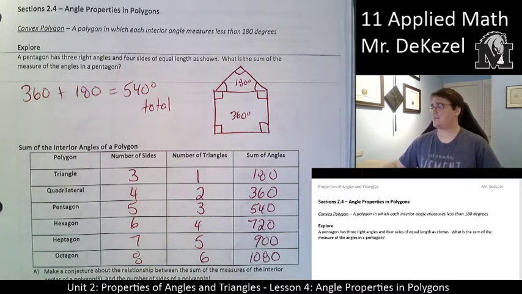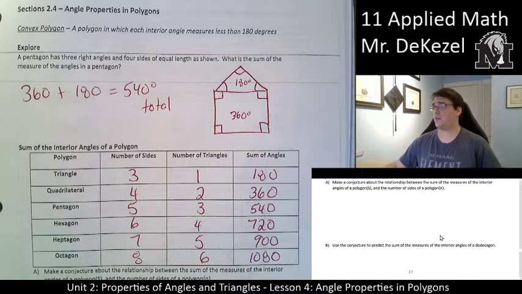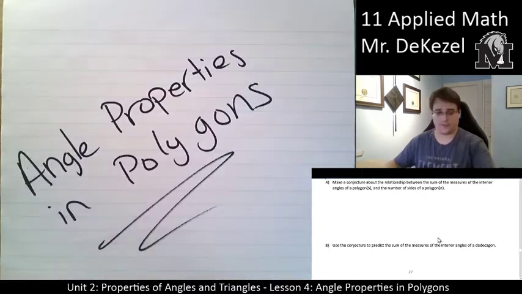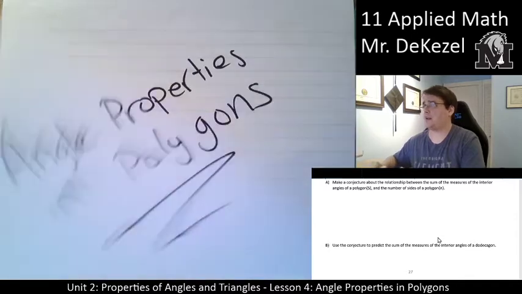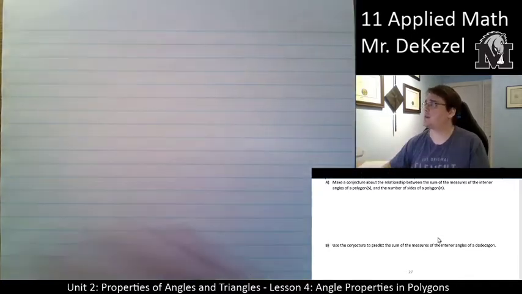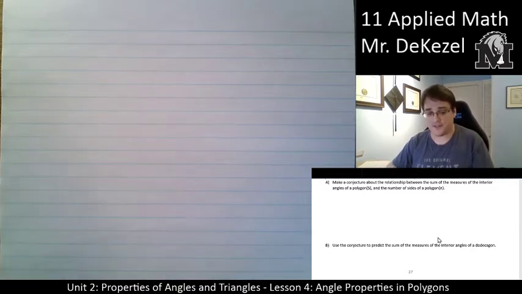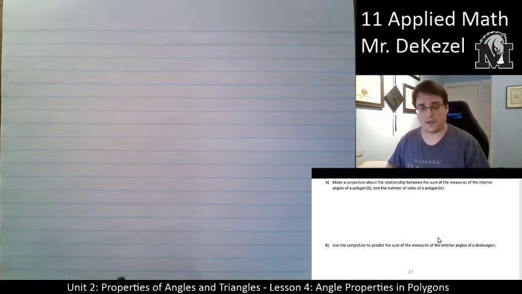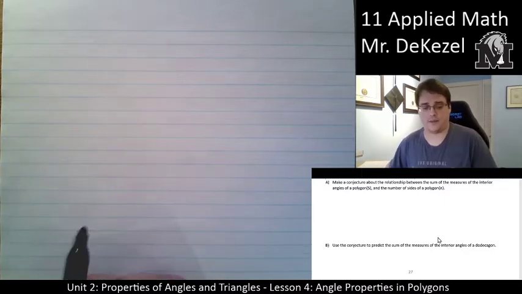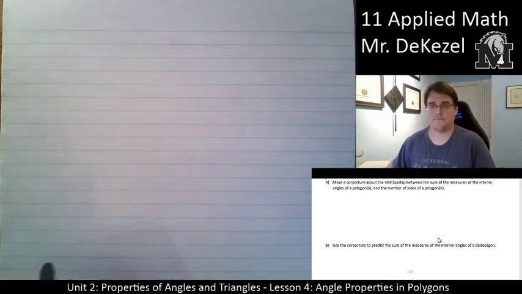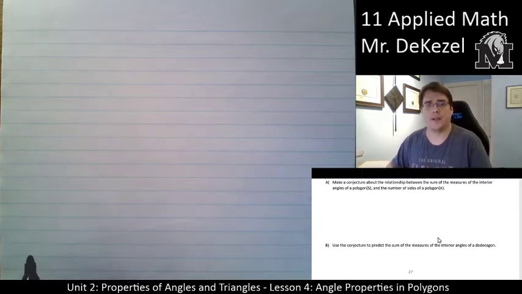What we're going to do next together is show how we are going to do that. So that's A, okay? A: make a conjecture about the relationship between the sum of the measures of the interior angles of a polygon and the number of sides. So let's see. What we can see from our table here is that the number of sides is two more than the number of triangles that we can make in that shape. If we have seven sides, we can make five triangles. If we have six sides, we can make four triangles.